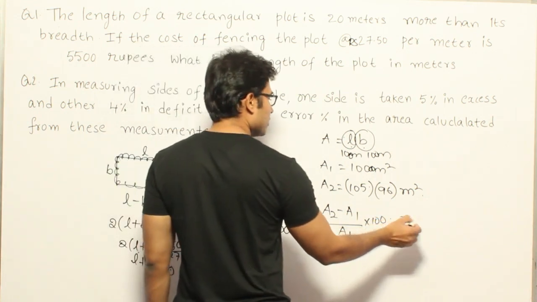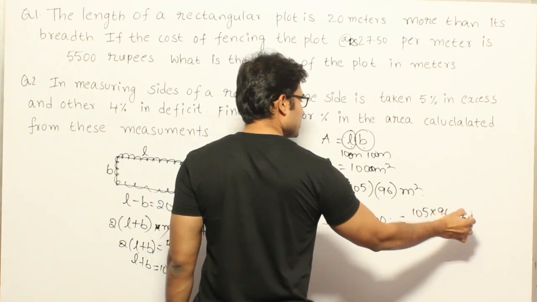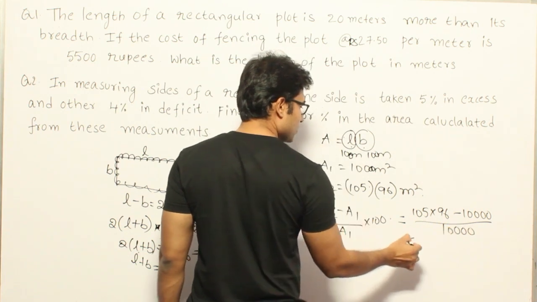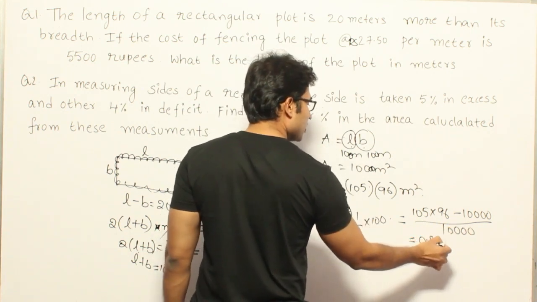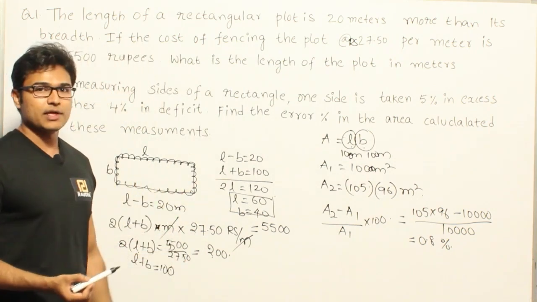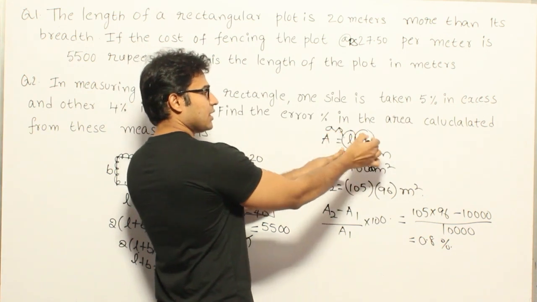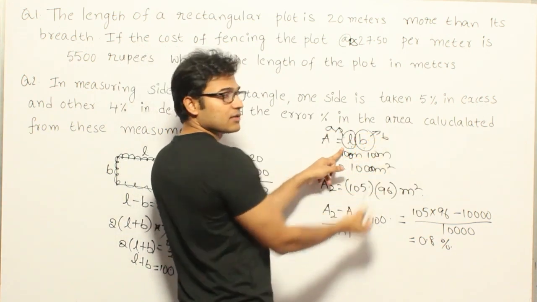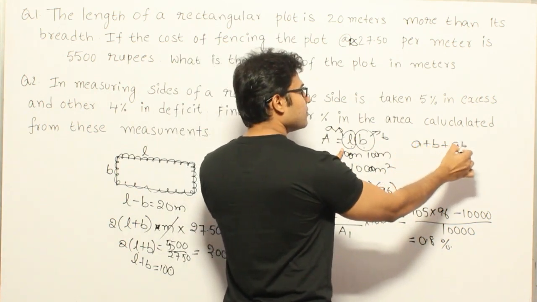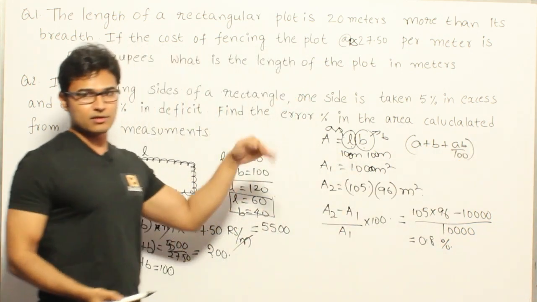Now it is going to be (105 into 96 minus 10,000) divided by 10,000. So this is going to be 0.8%, right? And you can do it in another way. The other way is, I already told you that if this one is going to be increased by A% and if this one is going to be increased by B%, then the answer is going to be A plus B plus AB by 100. That is the percentage change in the final one.